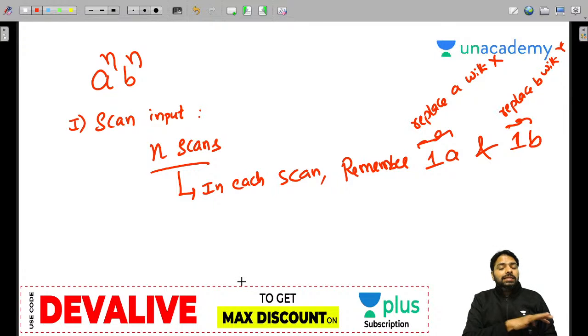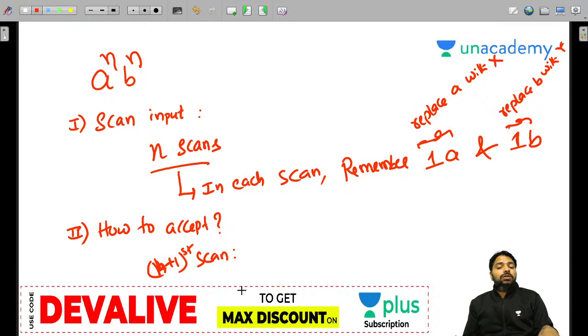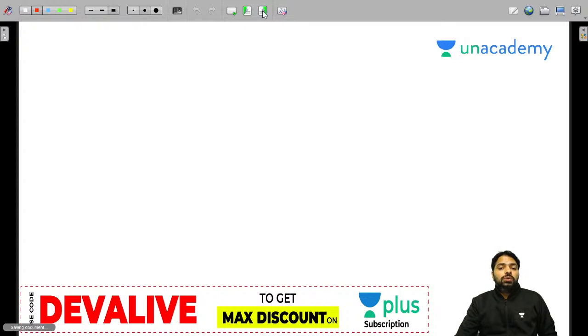Scan the input n times, and in the n plus 1th scan you don't find A. That means the input is over. We'll do something on that tomorrow. Now you will understand how to accept. Because now my input is over, how to accept, we may do an n plus 1 scan where we don't have A. Somehow we will understand that tomorrow, not today. So from here onwards we will continue tomorrow, guys.